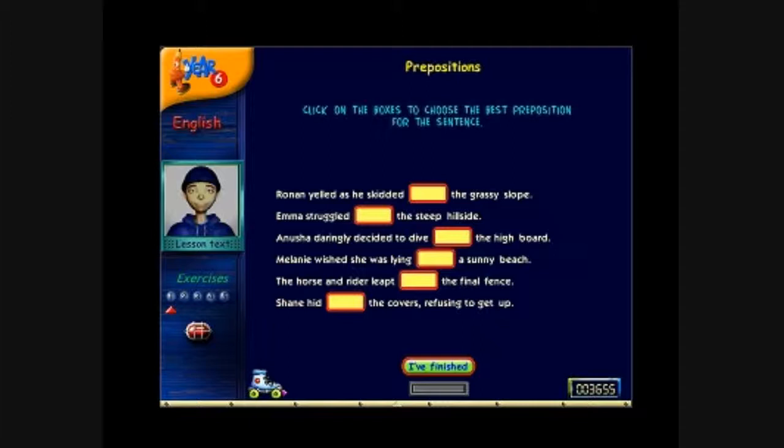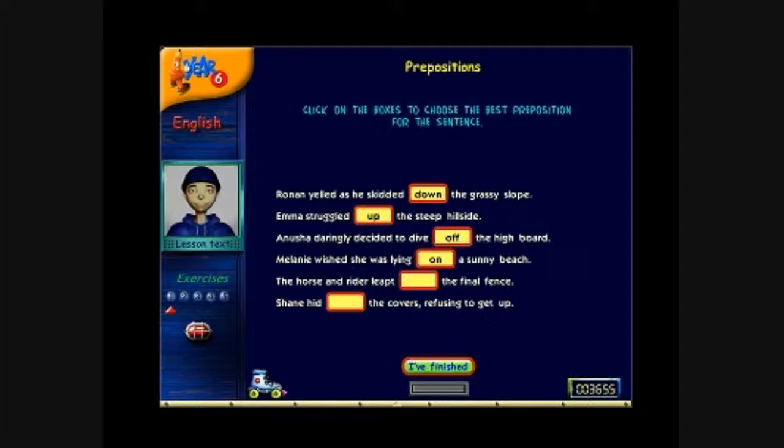Ronan yelled as he skidded on the grassy slope. How the fuck do I know? I'm guessing down. Right? Down. He yelled as he skidded down the grassy slope. It's a slope. So he's going down. Emma struggled up the steep hillside. Anusha daringly decided to dive into the highboard. Or dive off the highboard. Melanie wished she was lying on a sunny beach.